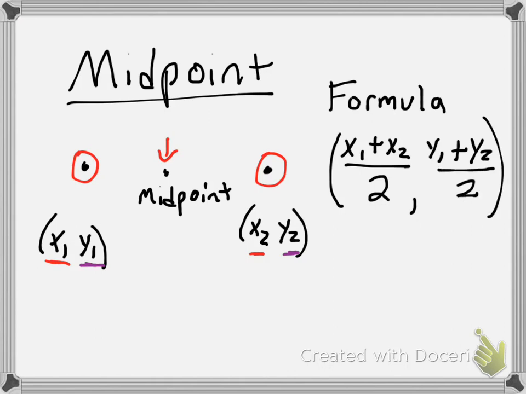Now, if you notice, I have these set up as an ordered pair. Your answer to a midpoint is always going to be an ordered pair. You're going to have an x value and a y value. Alright, so if you need anything from this screen, go ahead and pause the video. I'm going to switch screens.